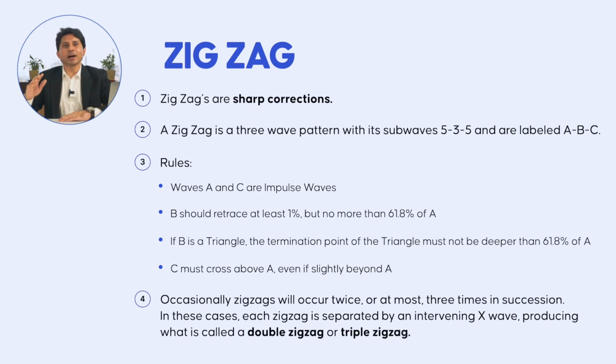Occasionally, zigzags will occur twice or at most three times in succession, segregated by an X wave. X wave can have the nature of any corrective wave. It can be a flat, it can be a zigzag by itself. And these larger formations can become double zigzags or triple zigzags. Let's look at a couple of examples of zigzags.